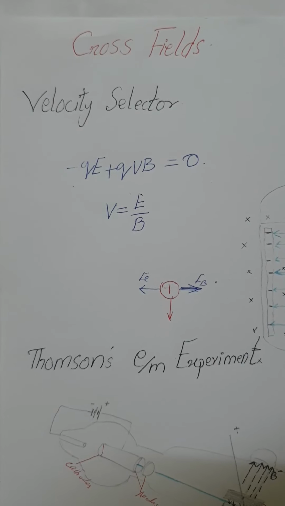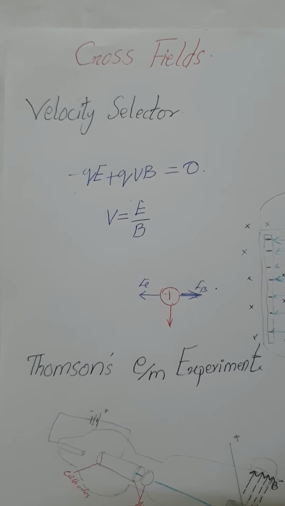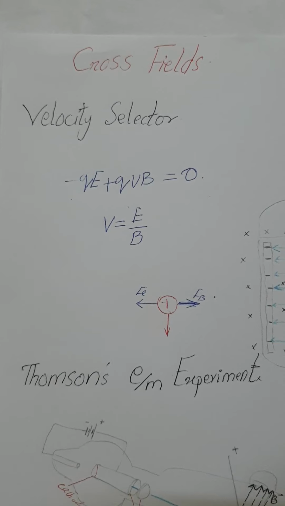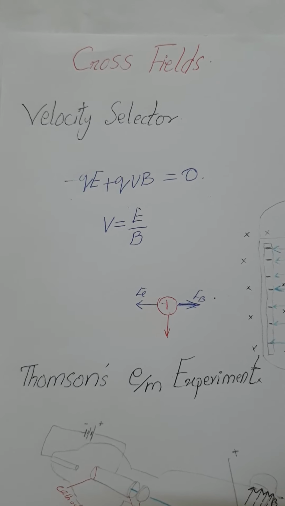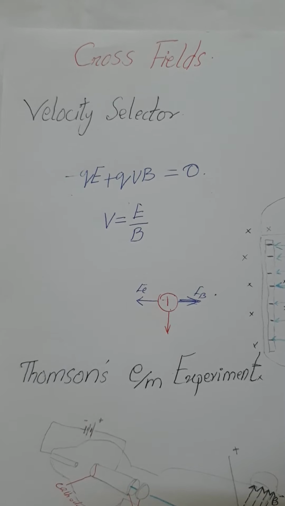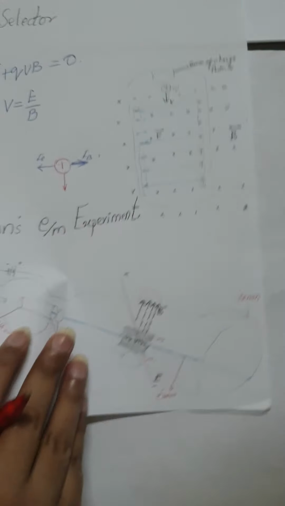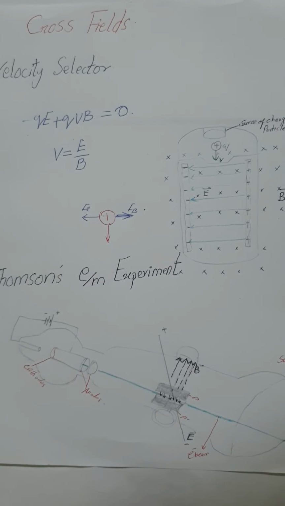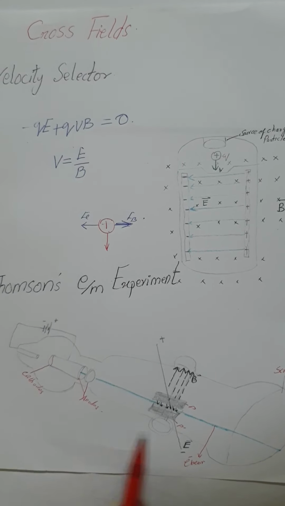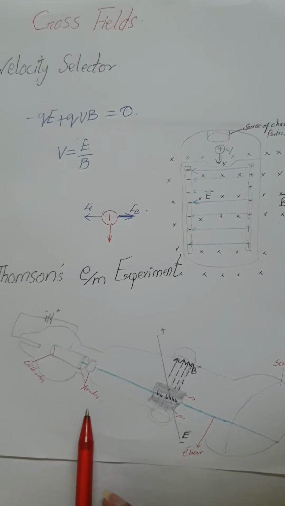One of the landmark experiments in physics, which was performed by J.J. Thomson in 1897, was to measure the ratio of charge to mass for the electron. Thomson used this apparatus, something like that. My drawing is not very good, you can consult a book for the very accurate figure.